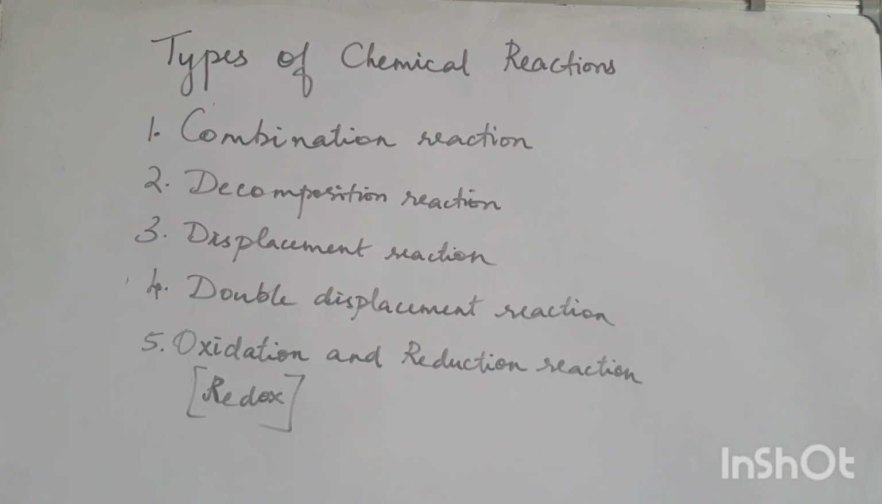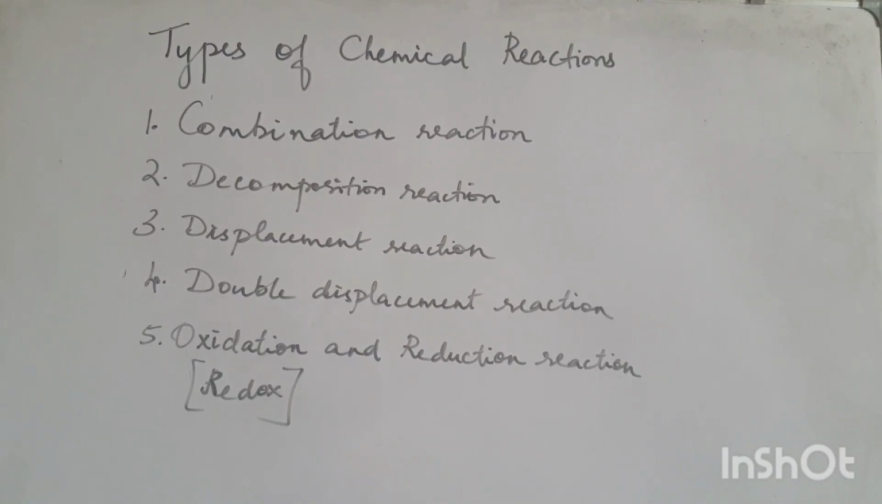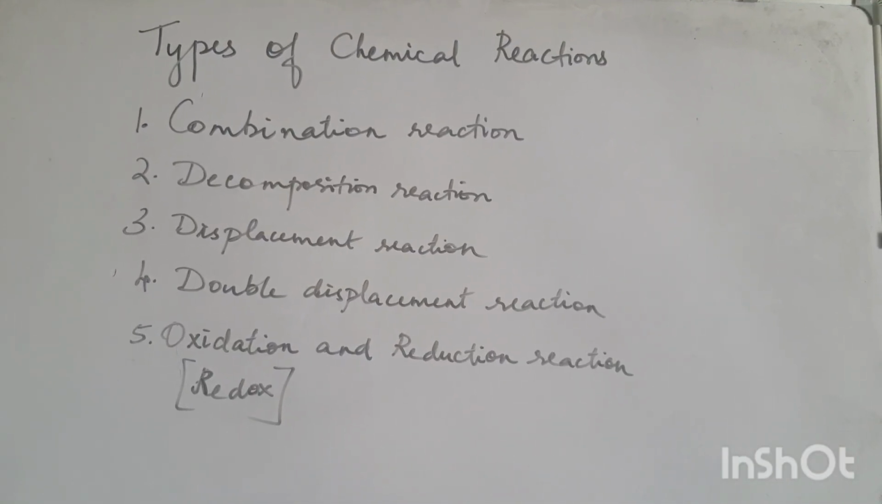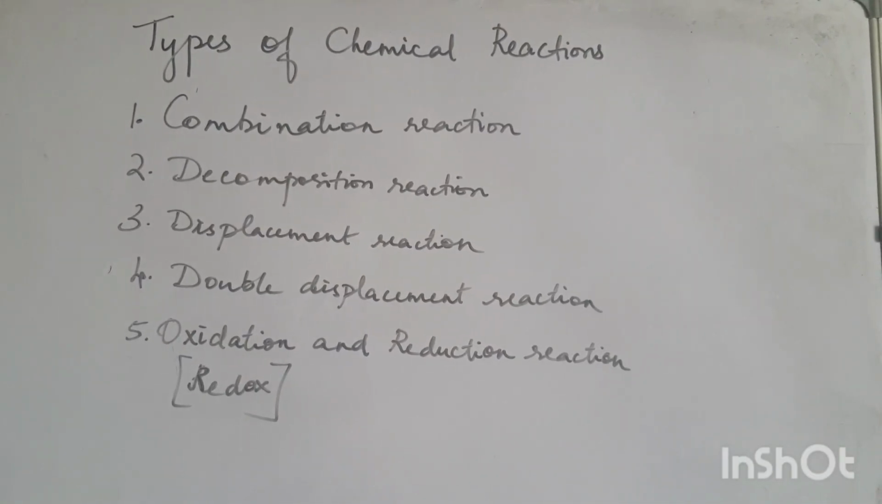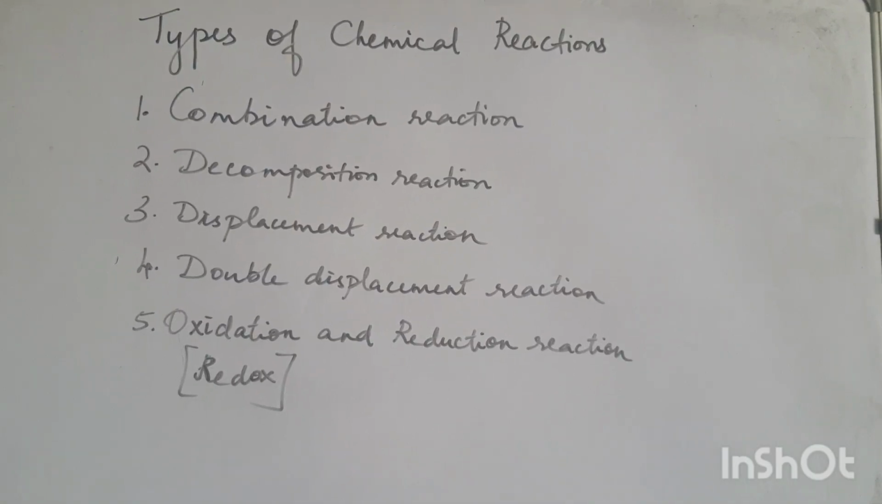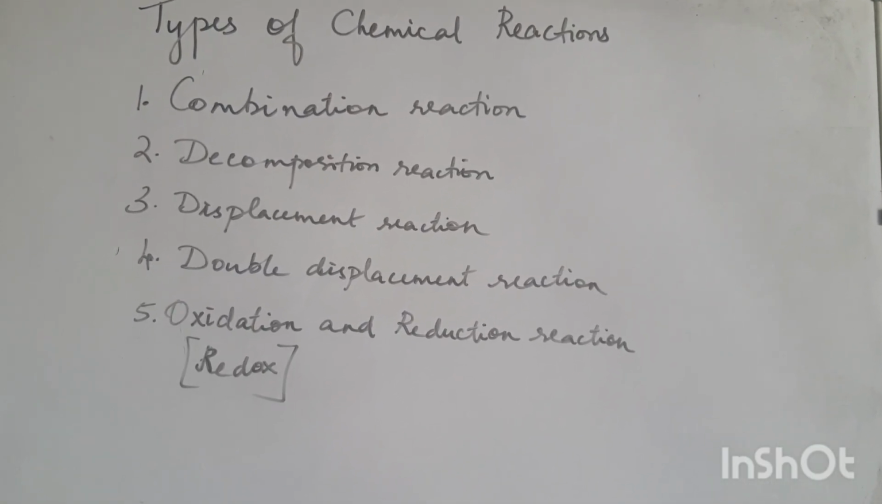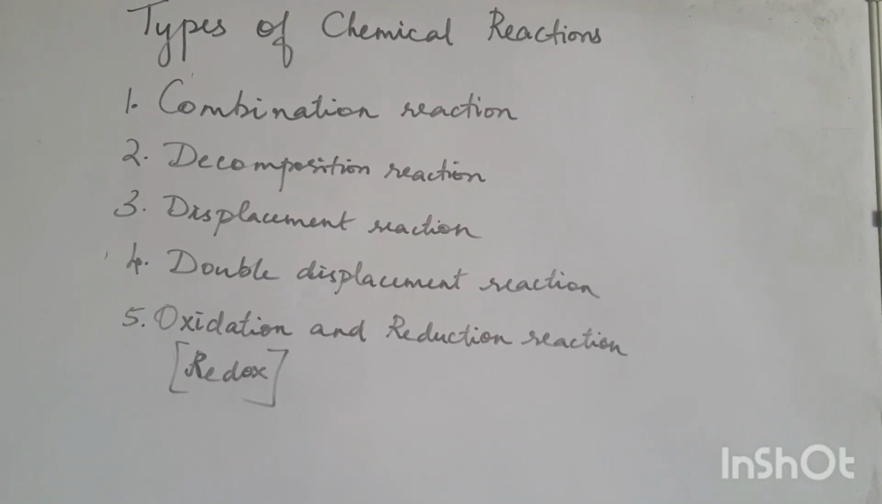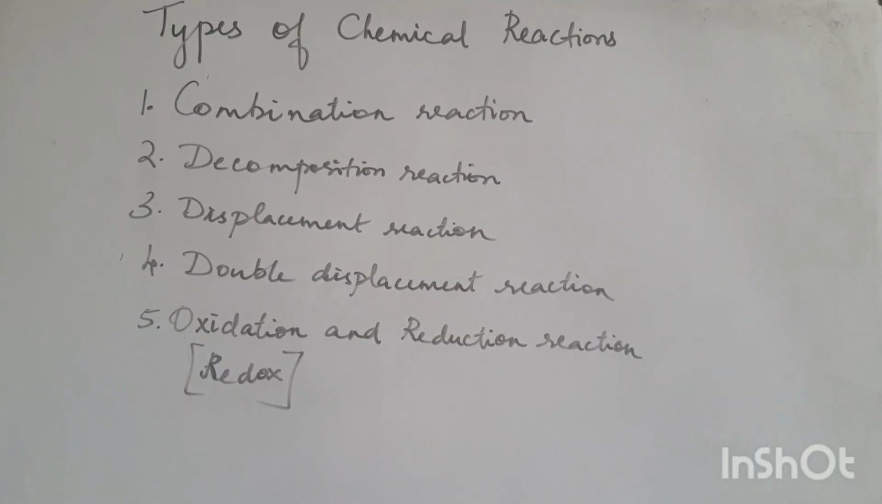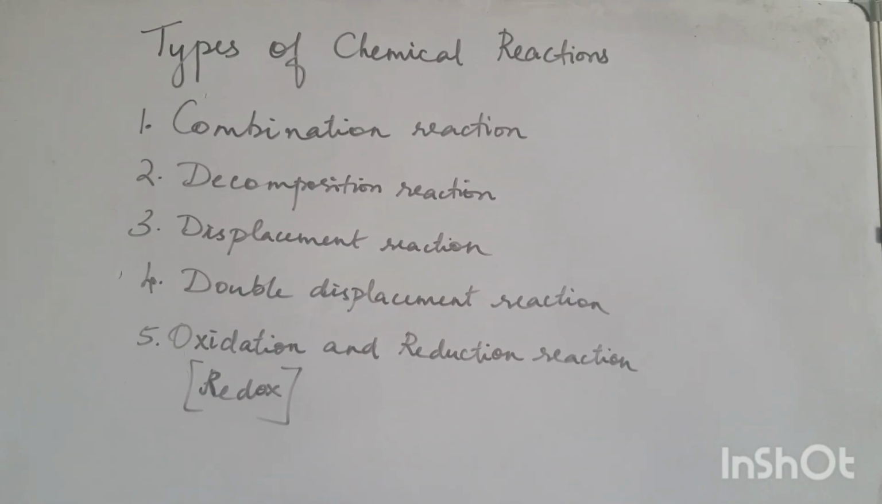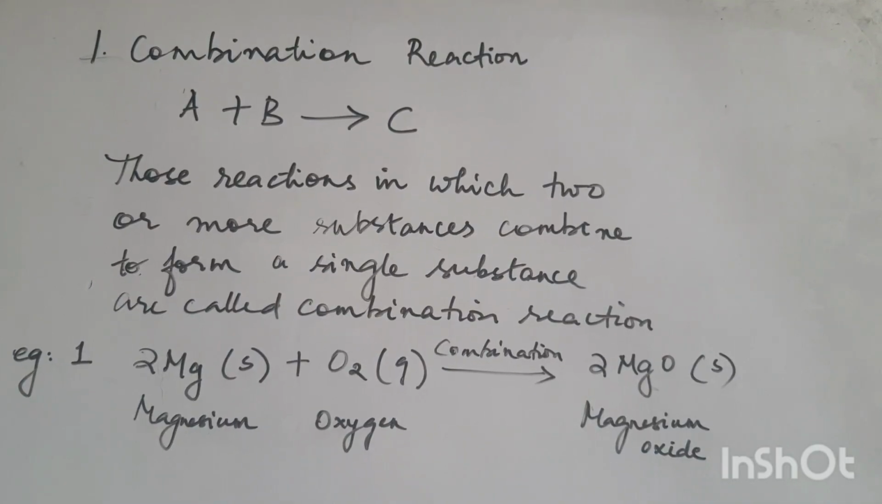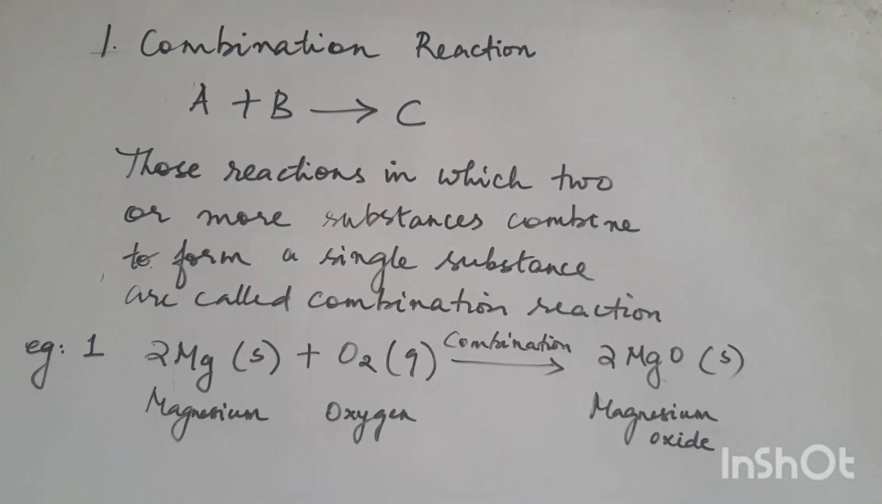So here in class 10 we just have to learn the types of chemical reactions in detail, that is combination, decomposition, displacement, double displacement, and the redox reaction, that is oxidation and reduction reaction. So the first reaction is combination reaction.